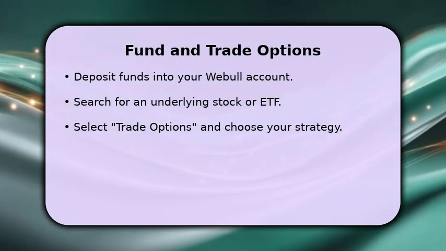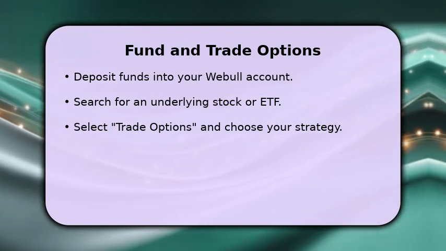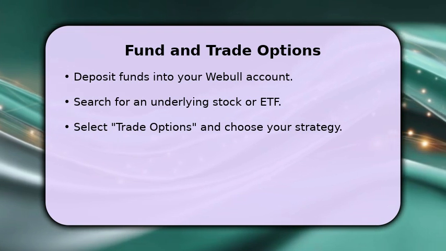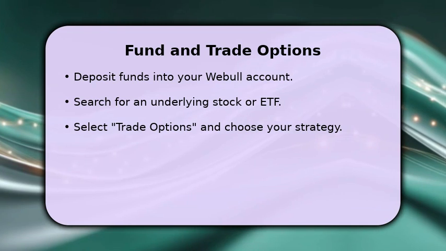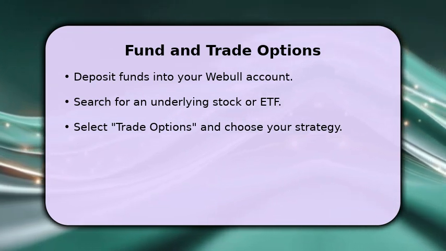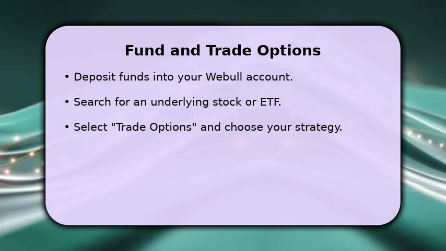Once approved, ensure your account is funded. You can deposit money directly into your Webull account. Next, search for the stock or exchange-traded fund you wish to trade options on. Tap Trade Options and explore the options chain. Select your desired contract and strategy, then review your order before placing it.